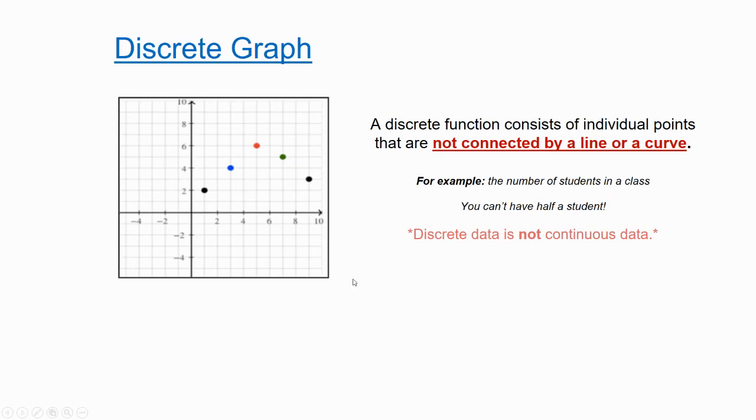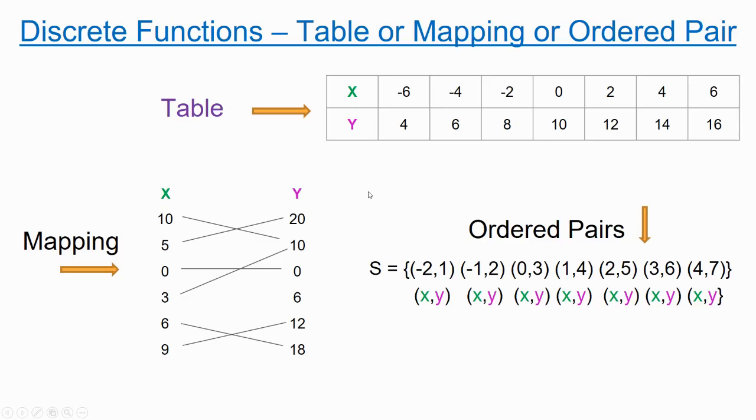So there's no 0.2 or 0.3 kid running around, okay? So it should be obvious by now that discrete data is not continuous data. So here, it's not continuous. The dots are not connected. So that's the kind of graph we're talking about. The discrete graph I showed you is one example of a discrete function. Here are 3 more examples.